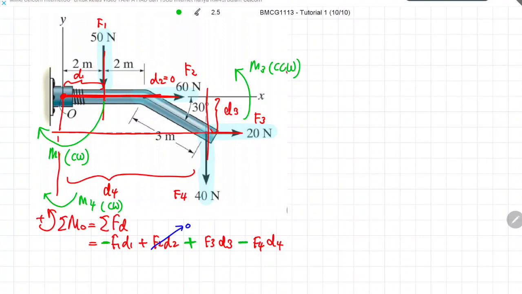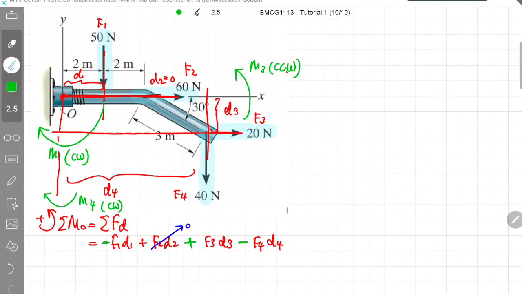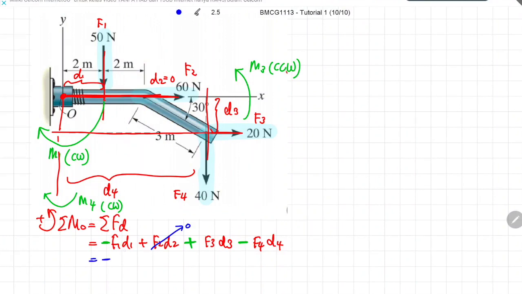So now all the equations are done, so we just substitute the values into the respective areas lah. So F1 is 50 Newton, don't forget the negative notation, and D1 is 2 meter. And then plus with F2, D2 kosong lah, so we just ignore this part. F3 is 20 Newton multiplied with D3. Berapa pula D3 dia kat sini?